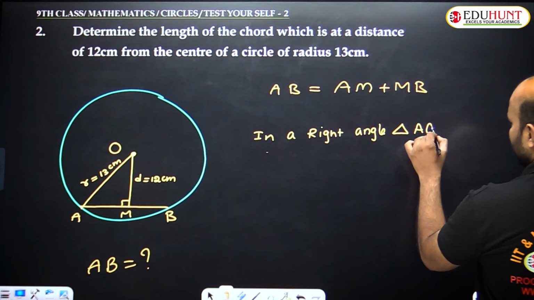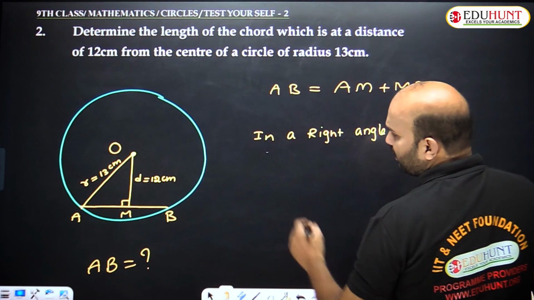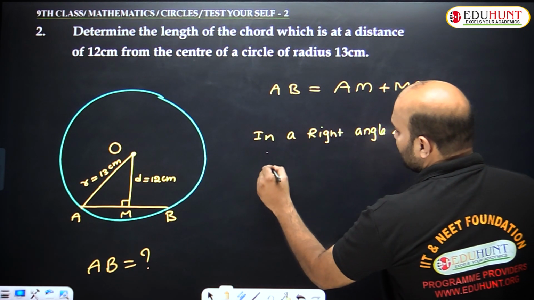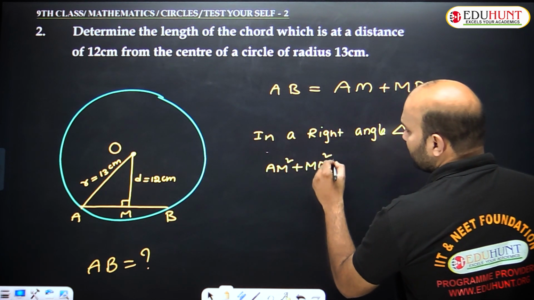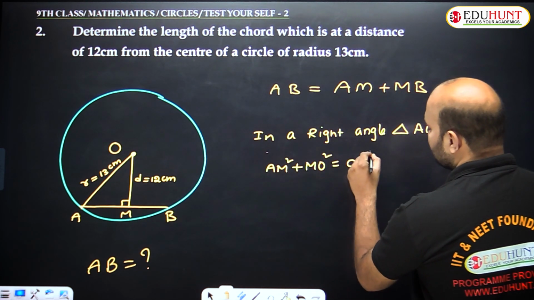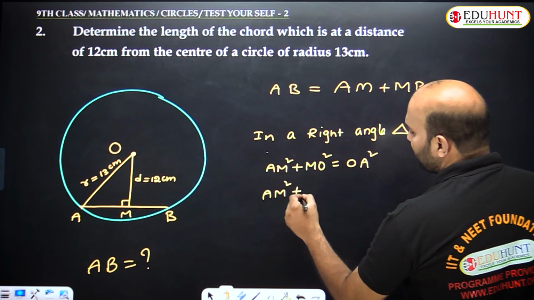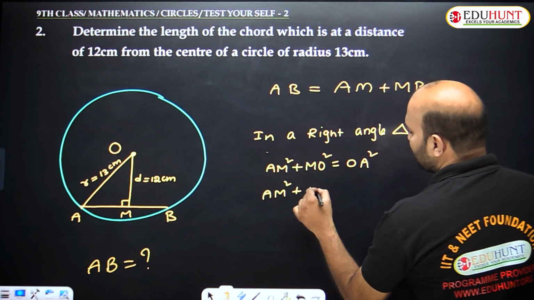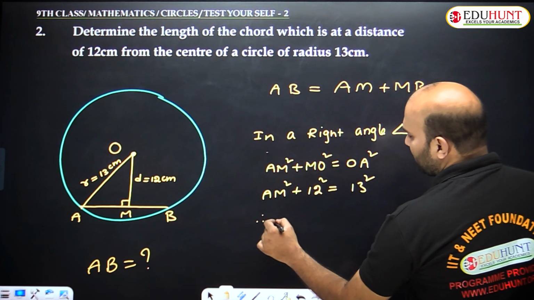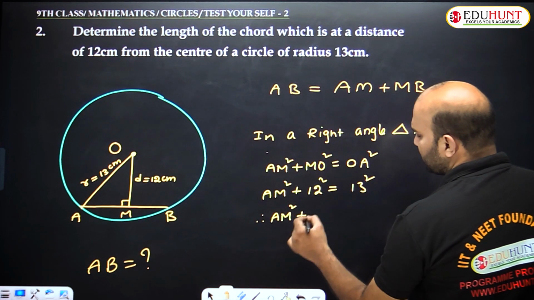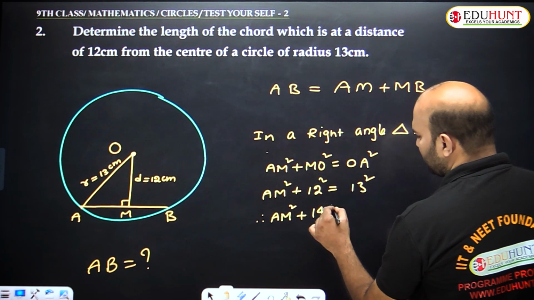In the right angle triangle AMO, according to Pythagoras law, side square plus side square equals hypotenuse square. That means AM square plus MO square equals AO square. We don't know AM, but MO is the distance, 12 square, and OA is the radius, 13 square. So AM square plus 12 square, which is 144, equals 169.